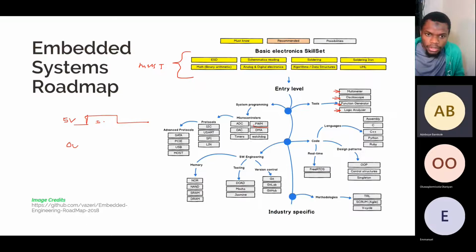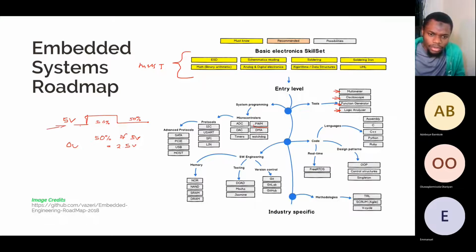I can't hear you. Okay, I can hear you now. So you now have 50% of 5 volts, right? Which is 2.5 volts. So it's almost like you are changing this digitally, but you're also getting variation in some analog way.